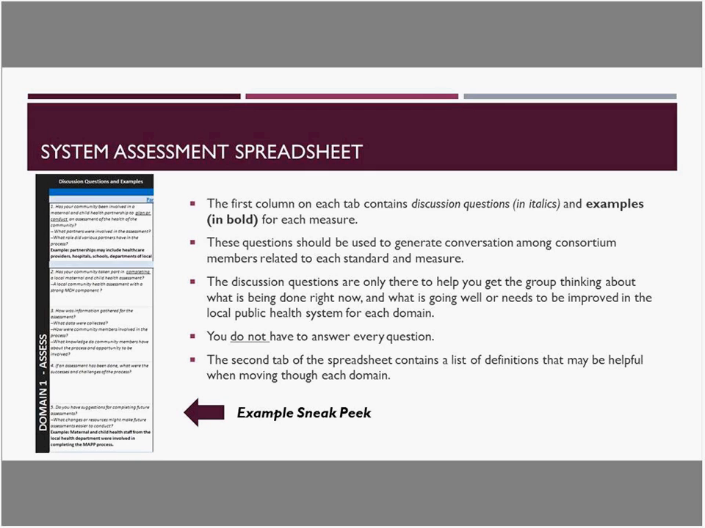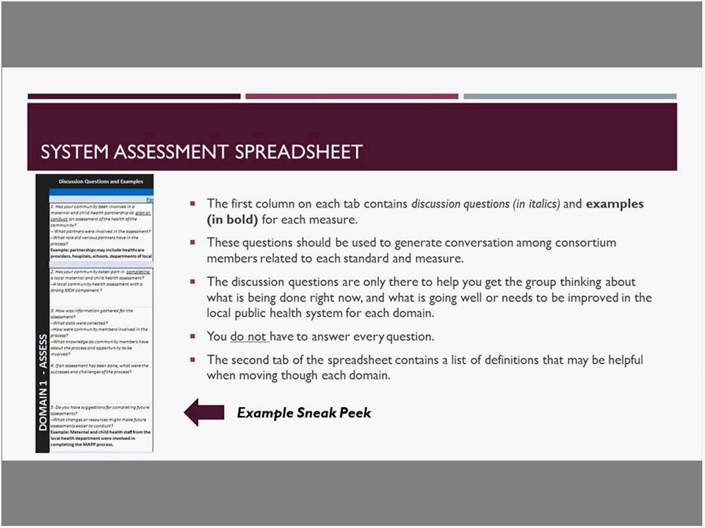The questions are intended to be used to generate conversation among the members of your group related to each standard or measure. And the discussion questions are to help your group in thinking about what's being done now, what's going well, and what can be improved. You don't have to answer every question. If you feel like a question isn't relevant for your community, or your group is going to have a hard time with it, or for some other reason you want to tweak it or change it or delete it, you're more than welcome to do that. This is intended to be a way of exploring the essential service for your community so you can make it fit.